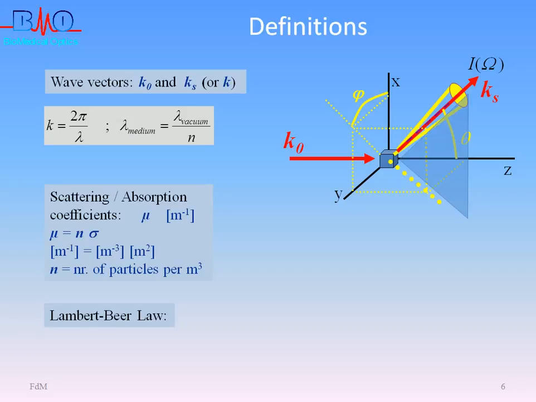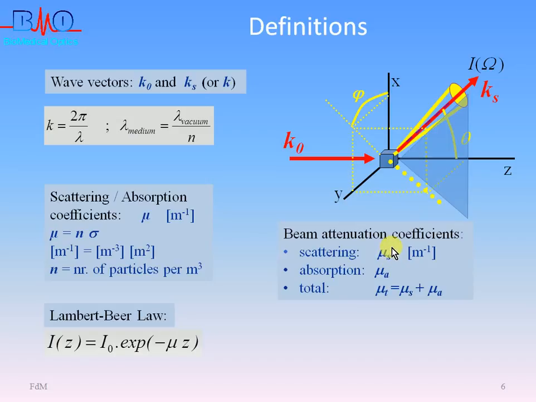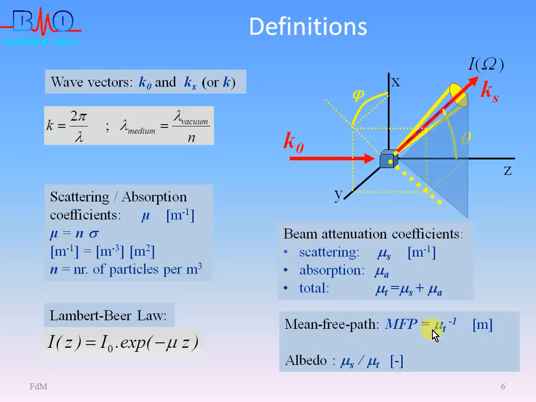The Lambert-Beer law holds for absorption, and that is an exponential with the mu in the exponent. We can define attenuation coefficients. For scattering, mu s, absorption, mu a, and total. And the mean free path is defined as 1 over mu total. The albedo is defined as the relative contribution of the scattering to the total attenuation.